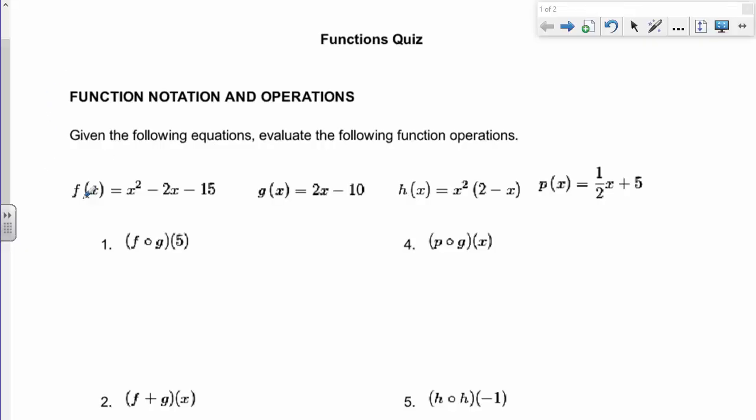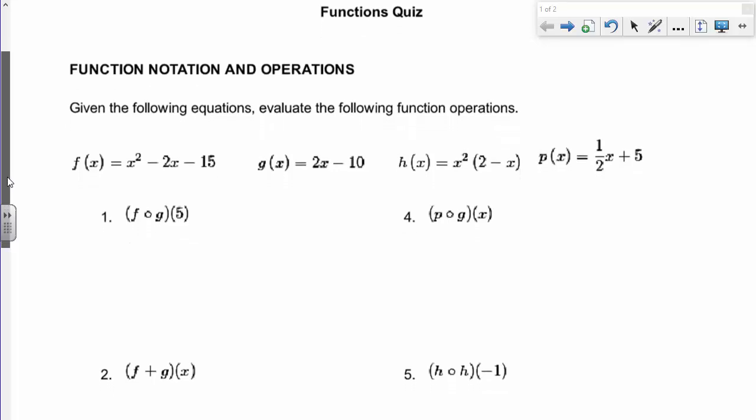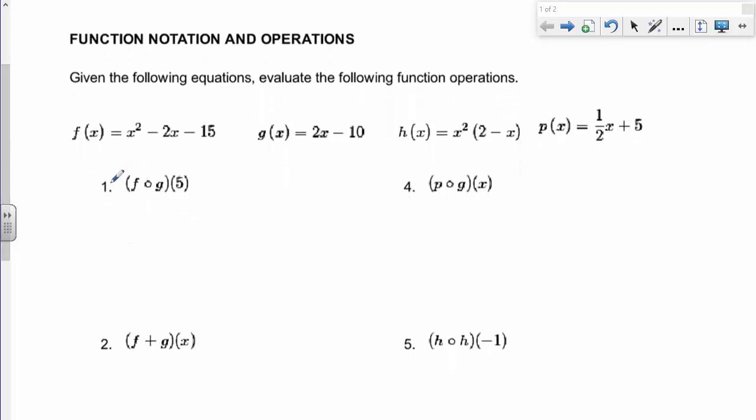Okay, we're going to take a look at your functions quiz that I gave you last Thursday. Many of you did pretty well on this, and if you felt that you struggled, this is a good idea to watch this because you're going to see it again in future quizzes and future tests. Just because we've done it once doesn't mean it's not going to show up again. So let's go ahead and take a look at this.